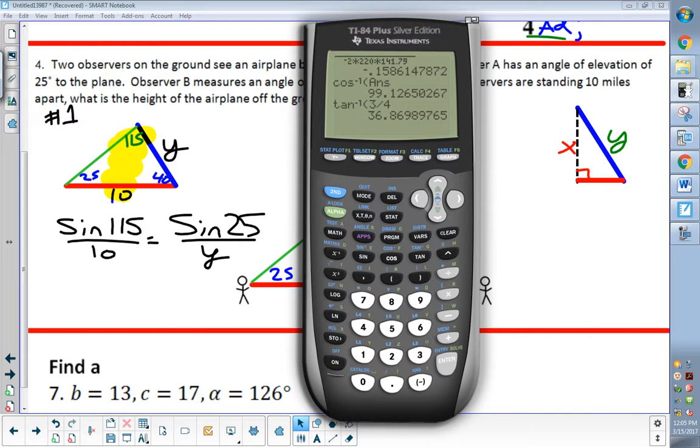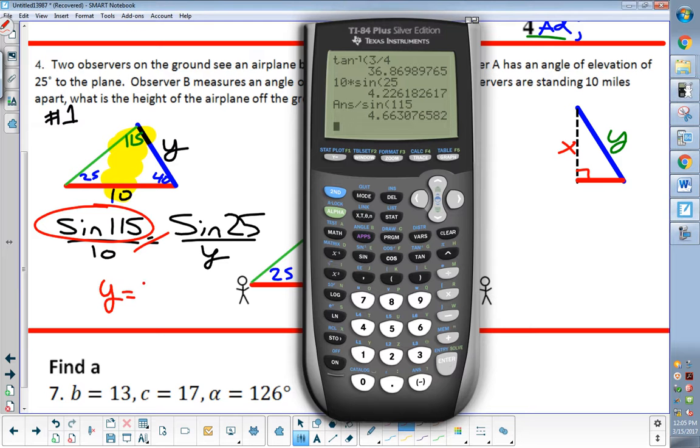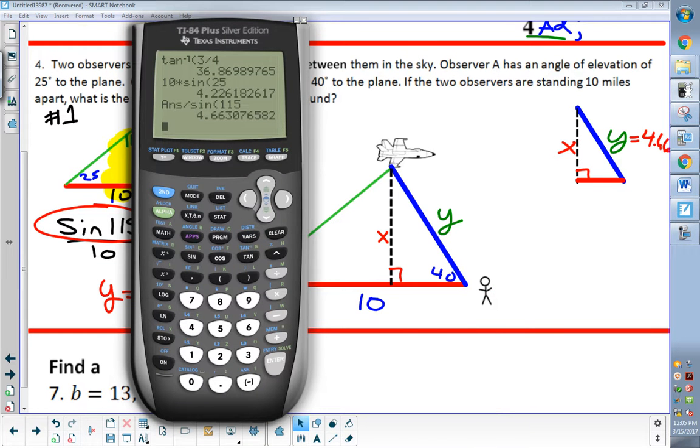We're solving this thing, so I'm cross multiplying. I'm taking 10 times sine of 25. Type it in. I'm going to divide that by sine of 115. I hit enter. I get y is 4.66. So this side right here is 4.66. That's the side I'm looking for, x. This angle right here we know is 40 degrees from our picture from before.